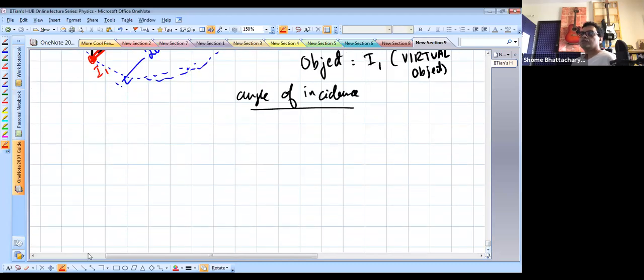Okay. So this event, virtual object, gives you a real image.